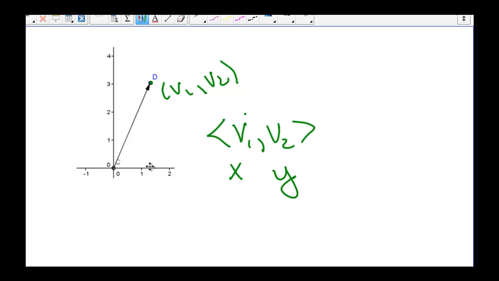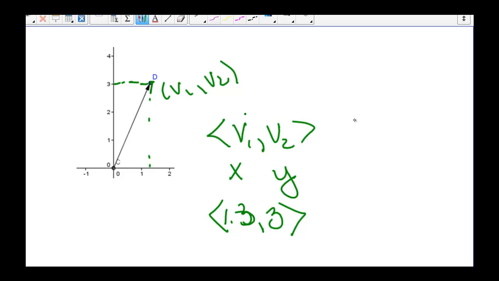So in this case, it looks like our vector is about 1.3 in the x direction and 3 in the y direction. So this is the vector 1.3, 3, where it starts at the origin and goes to the point 1.3, 3.